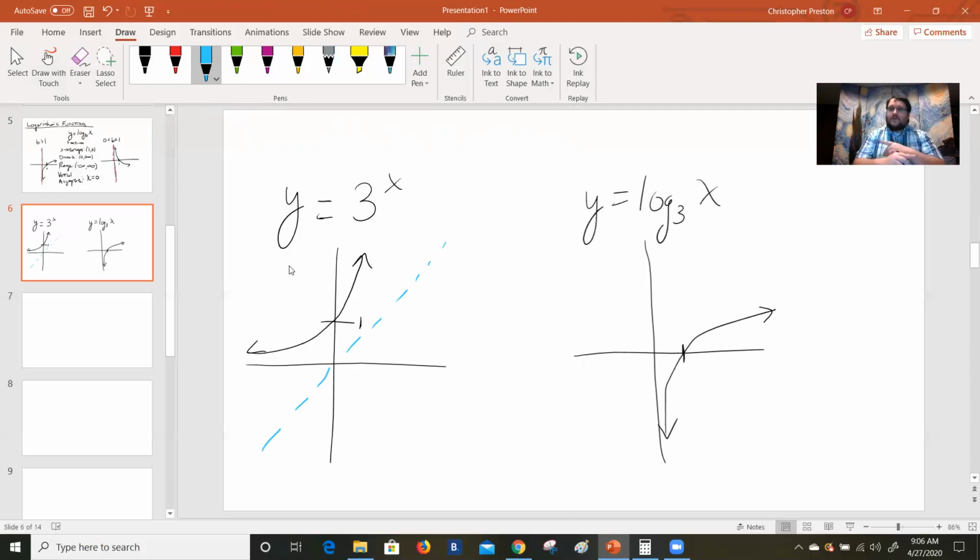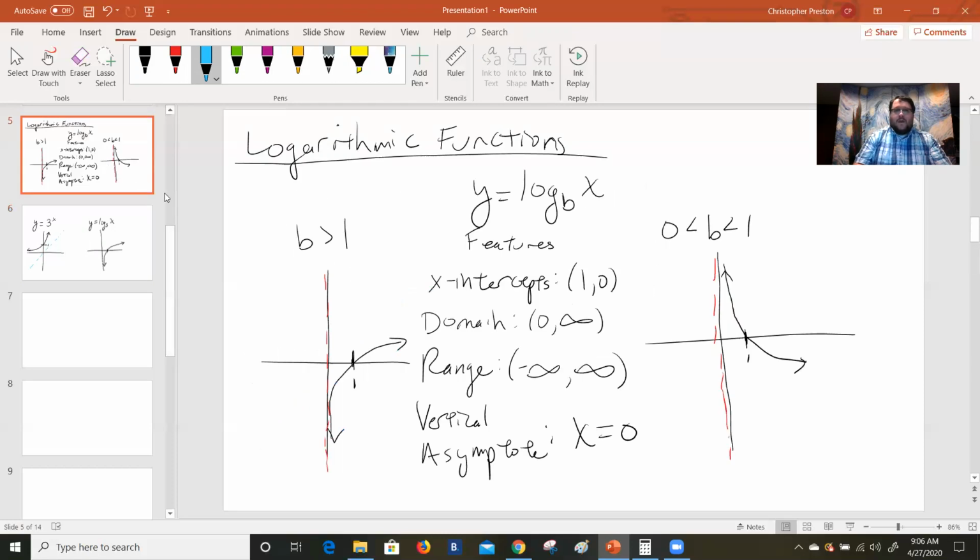So if you look at all their features, you'll notice the domain and ranges are flipped around. This one has a y-intercept at (0, 1). That one has an x-intercept at (1, 0). So again, the x's and the y's are all flipped around. So if they talk about looking at the exponential function version of it, that's what they're trying to get you to think about, that it's flipped there. But you can always go back and say, okay, what does this graph look like?